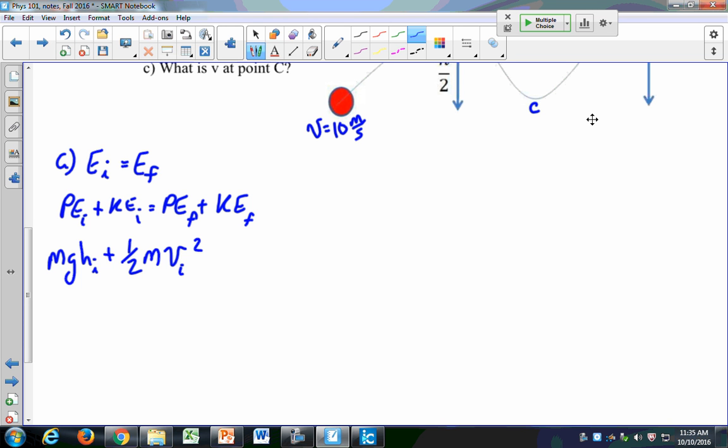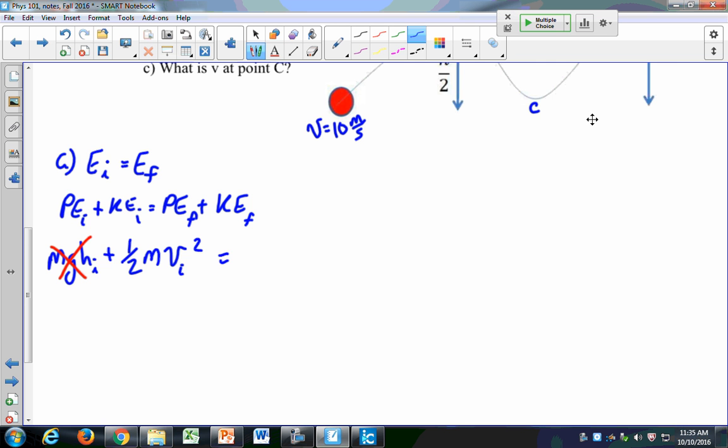Now, it'll often be easier. In fact, I think it'll always be easier in this class to let our y equals 0 be at the ground level. So you'll see that as it comes up in problems. So it doesn't have any potential energy. So I'm just going to get rid of that.